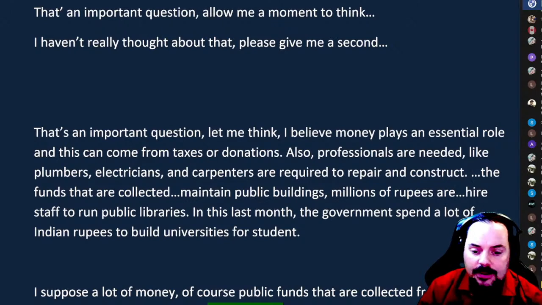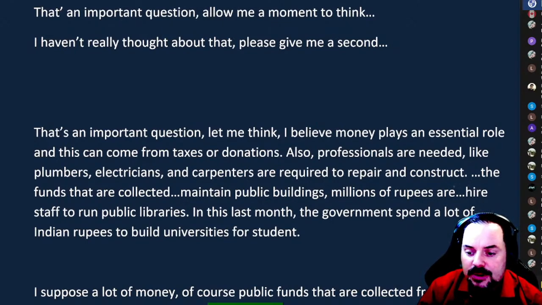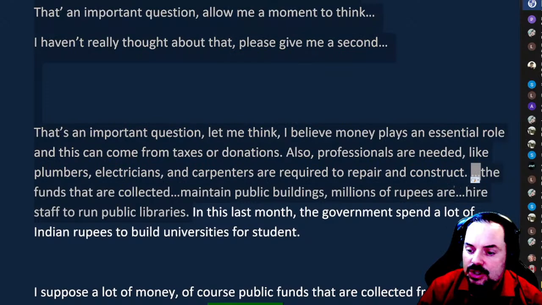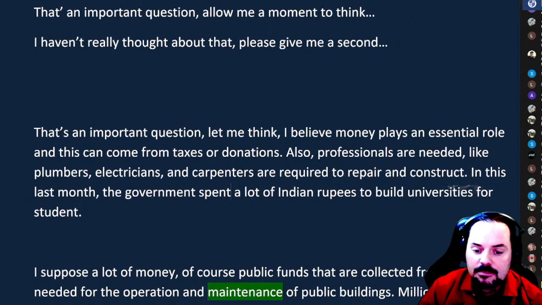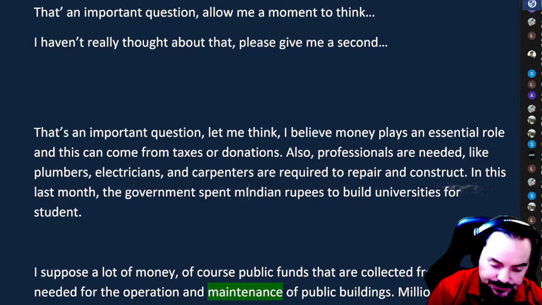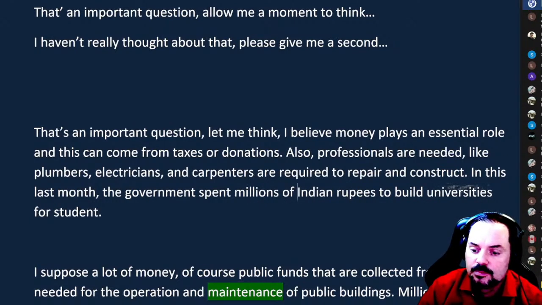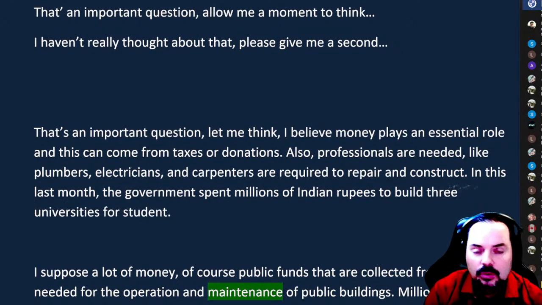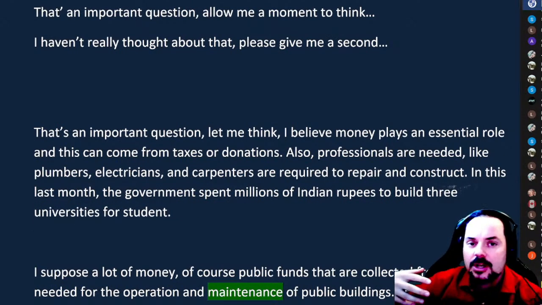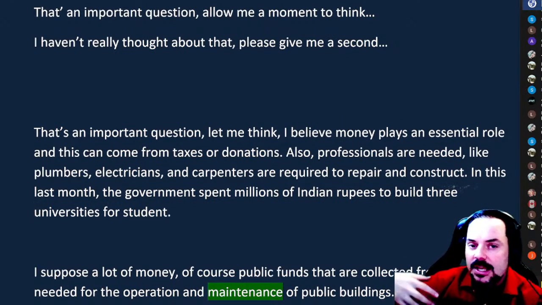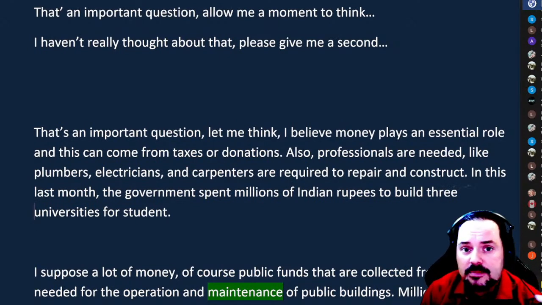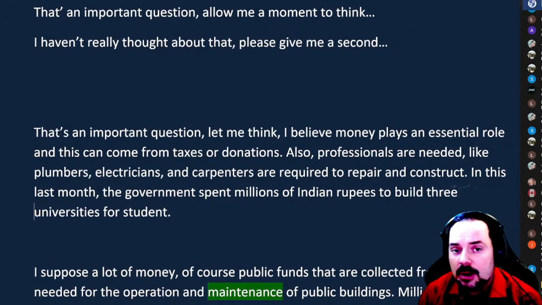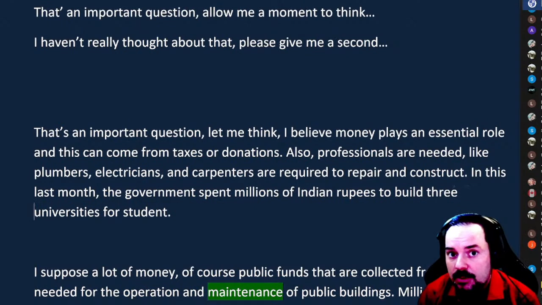Okay. And then the rest of what you were saying here, I like the millions of rupees, but you had a lot of repetition. So I would just add this example here. In this last month, the government spent millions of Indian rupees to build three new universities. So don't generalize your example. When you say an example, Amrit, don't say a lot of rupees to build many universities. Instead, try to really focus on a specific example, okay? So they spent 300 million rupees to build a new public university in Punjab, okay?